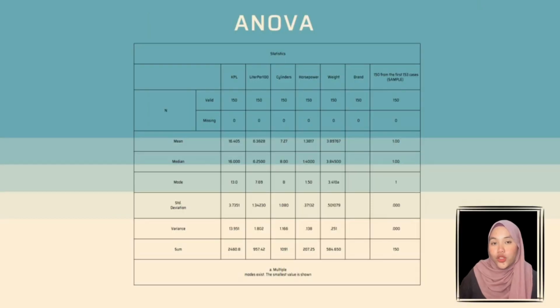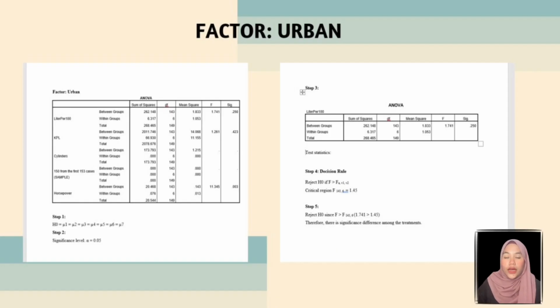Next, the table shows the ANOVA. The last one for 5.2 is factor, which is urban. The urban also has steps from step 1 to step 5, and the first step is we use the formula. Step 2 also uses the significance level alpha at 0.05. Step 3 also the same, we use the test statistic and make the calculation. Step 4 is we make the decision rule, which is we need to reject or not, and step 5 also we need to conclude the calculation.